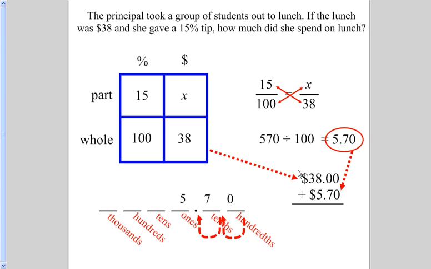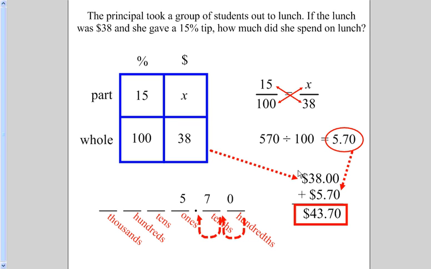So if we add up $38, which is the cost of the meal, and $5.70, which is the cost to the service person, when we add this together, it's $43.70. And that is the answer to this question. $43.70, the total cost of the meal.